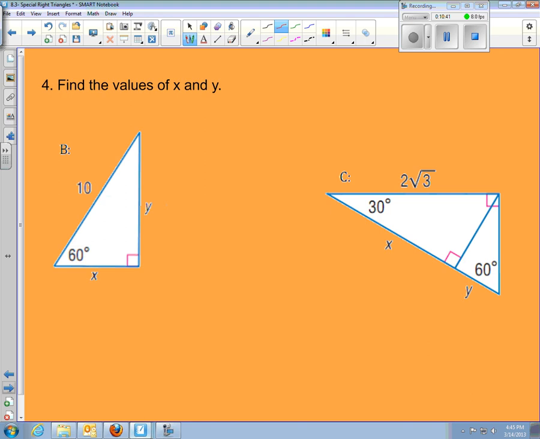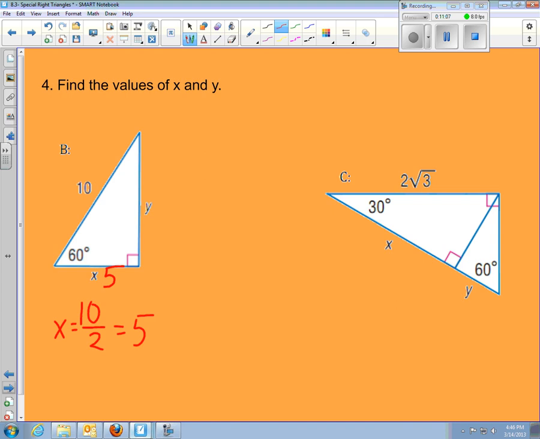All right, here we go. We have our problem B. What are we given? We're given our hypotenuse. We want our short leg and our long leg. So if given the hypotenuse, it looks like it's easier to find our short leg right off. So if given the hypotenuse to find the short leg, the rule says divide by 2. Well, x equals 10 divided by 2. So our short leg is 5.